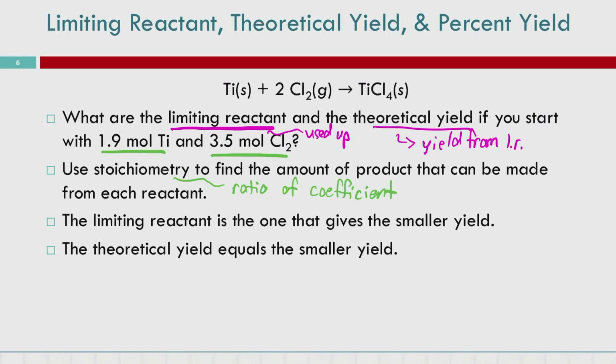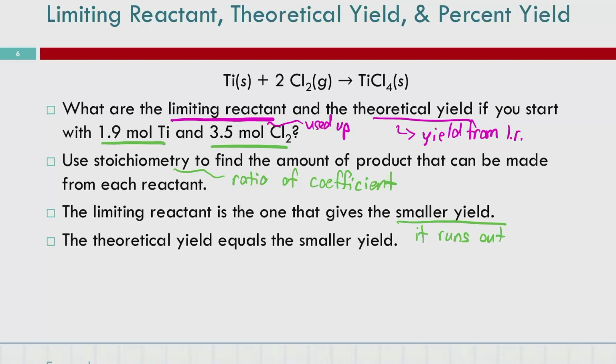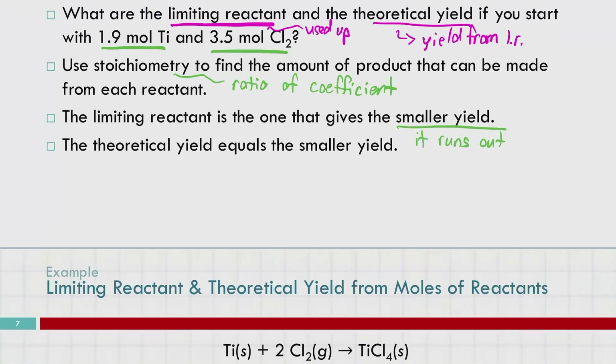The limiting reactant is the one that makes the smaller yield. That means that it runs out first. And the theoretical yield is that smaller yield. We can't make the bigger amount because our limiting reactant will run out. We just won't have enough to make it.